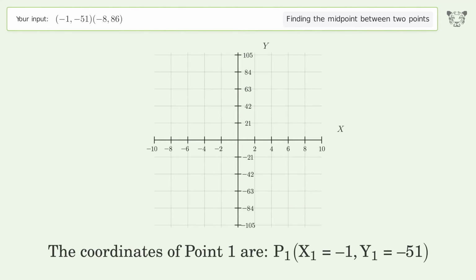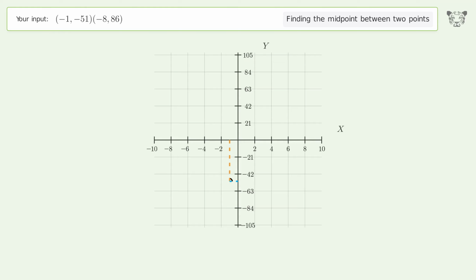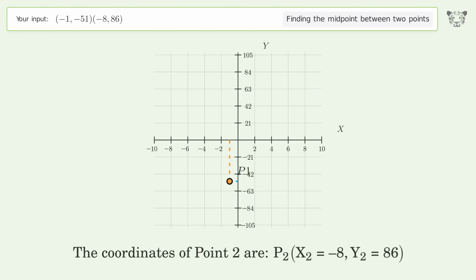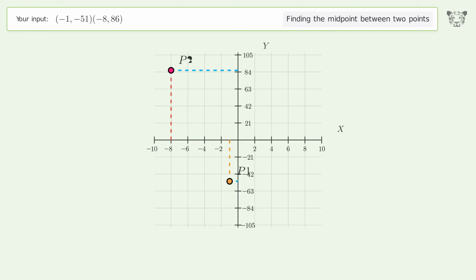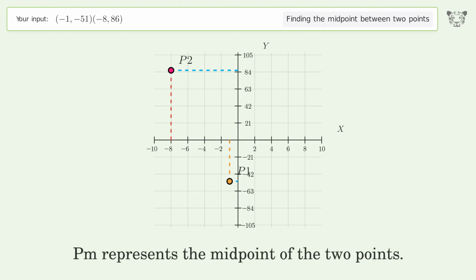The coordinates of point 1 are x1 equals -1, y1 equals -51. The coordinates of point 2 are x2 equals -8, y2 equals 86. PM represents the midpoint of the 2 points.